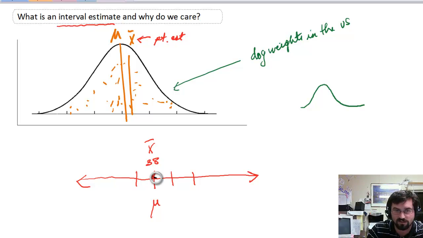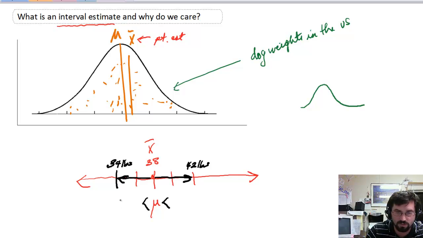So let's say I create a buffer of 4 pounds in each direction. An example of an interval estimate would be 34 pounds up to 42 pounds. So my estimate for mu would be, mu is between 34 and 42.